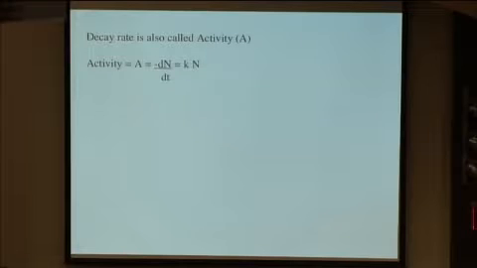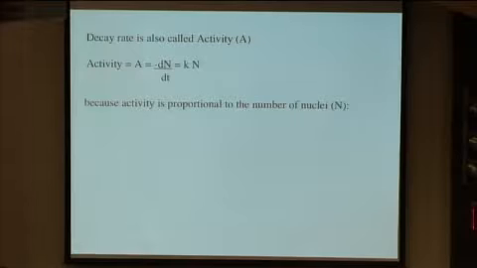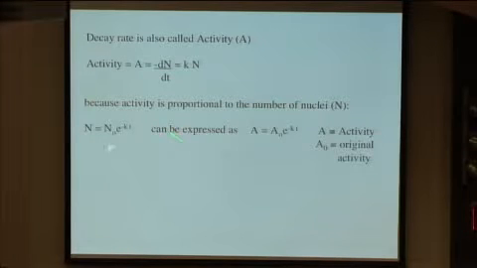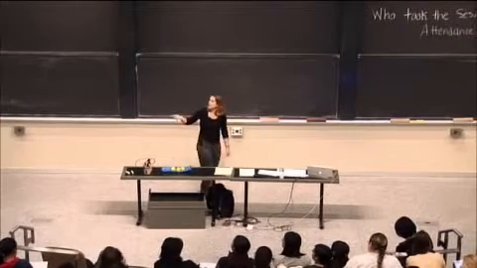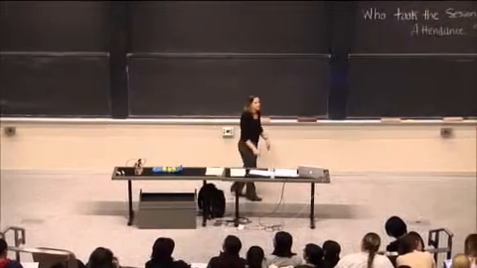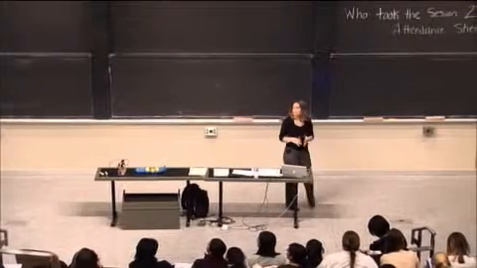People will often talk about the activity of particular radioactive compounds. Because activity is proportional to the number of nuclei, you can also write this expression in two ways. You can have the number of nuclei equal the original number of nuclei, e to the minus kt, or in terms of activity, the activity at some time is equal to the original activity, e to the minus kt. So all of these equations can be rewritten in this way.